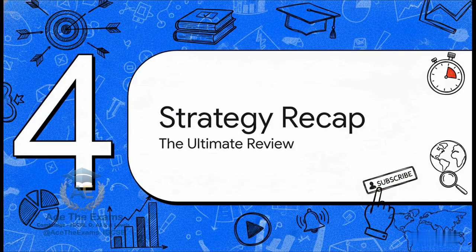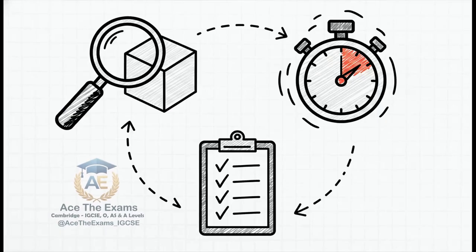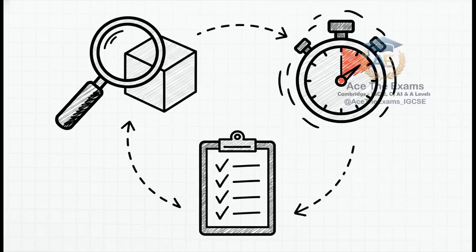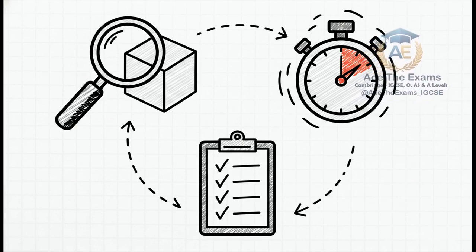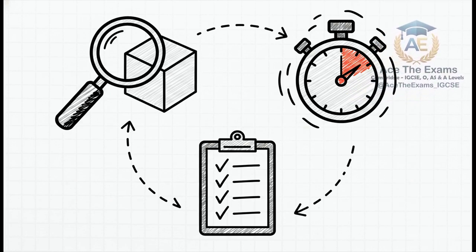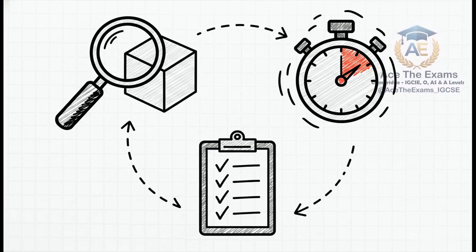And that brings us to Section 4, the ultimate strategy recap. So, what are the absolute core takeaways from today's session? I'm going to distill this entire masterclass into 3 universal Cambridge operational rules. Rule number 1, the 3-step question scan. Decode the command word, extract your vector parameters, and deliberately select your framework before you ever pick up your pen. Deconstruct precisely.